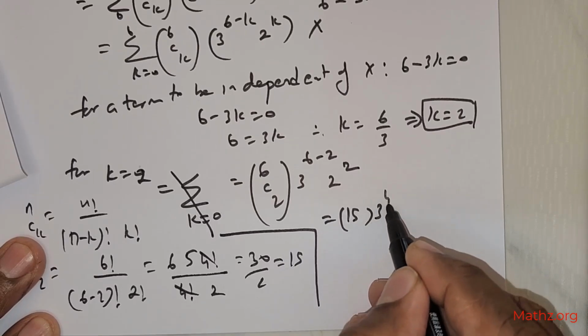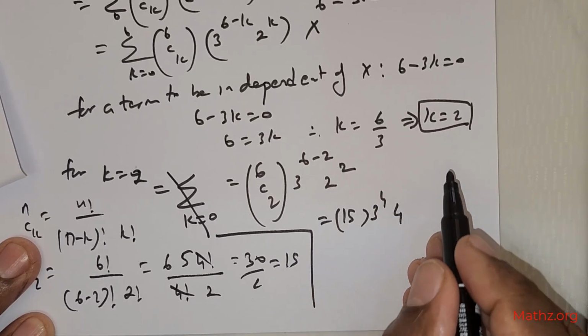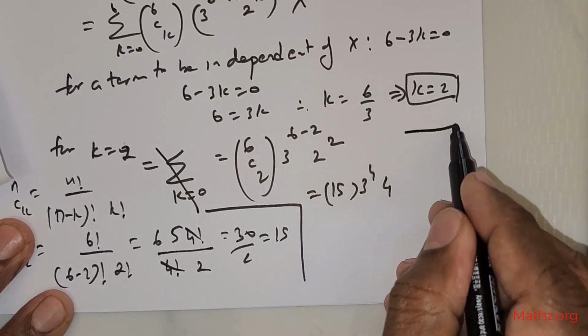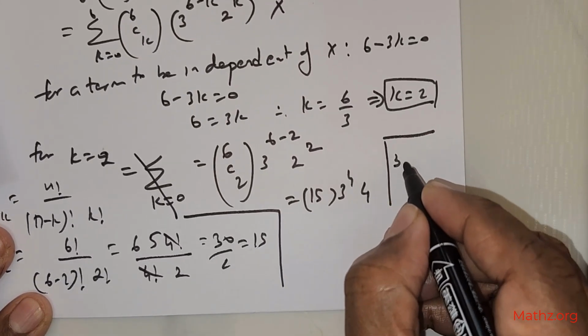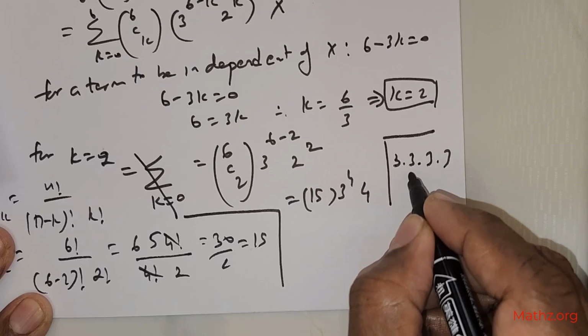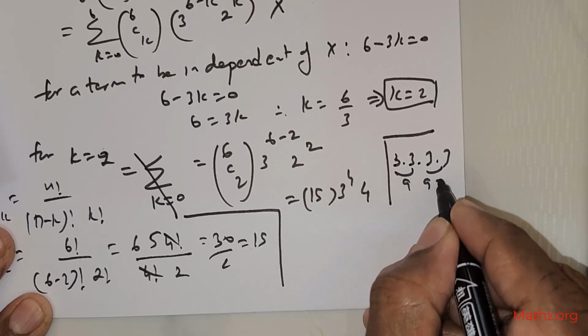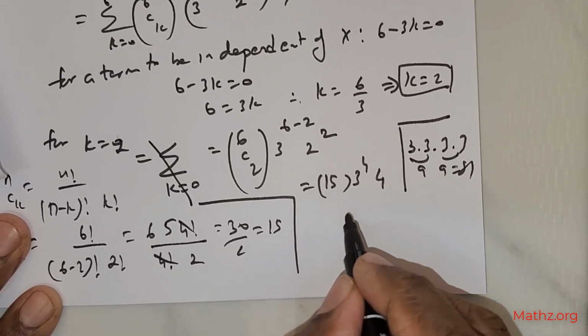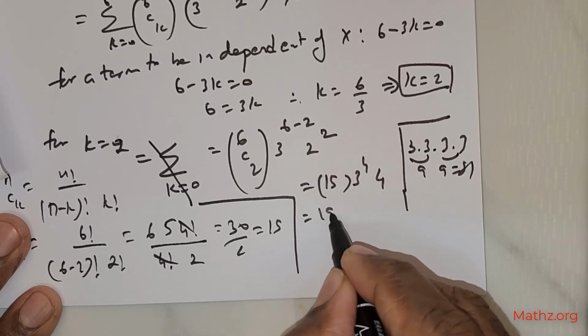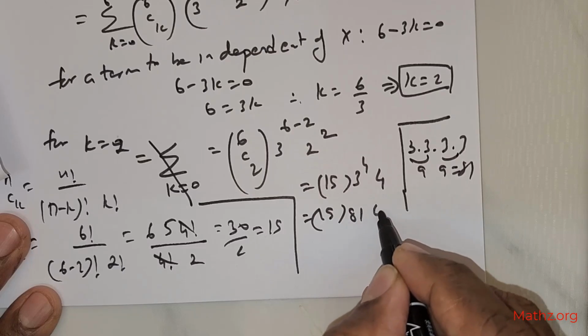So this is equal to 15 times 3^(6−2), that's going to be 3^4, and 2 squared is 4. Now you have to find out what is 3^4. That's 3 into 3 into 3 into 3. 3 threes are 9, 3 threes are 9, so you have 9 into 9, which is 81. So substitute that: you have 15 times 81 times 4.